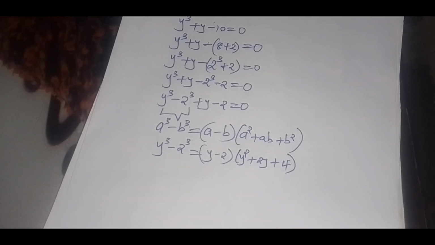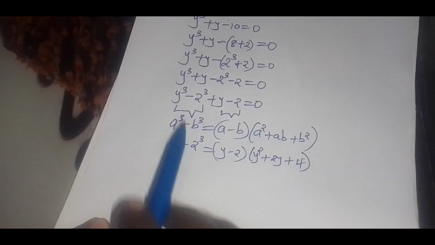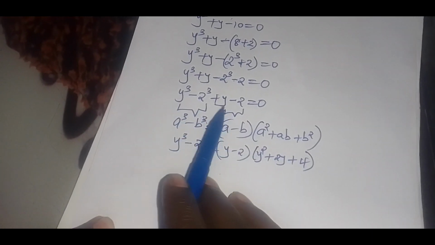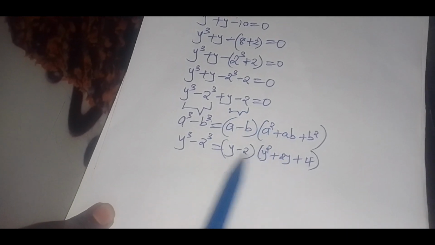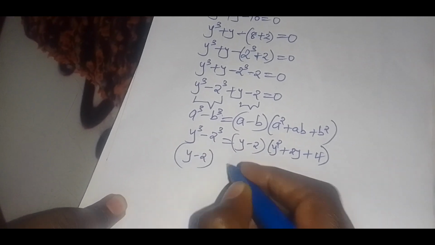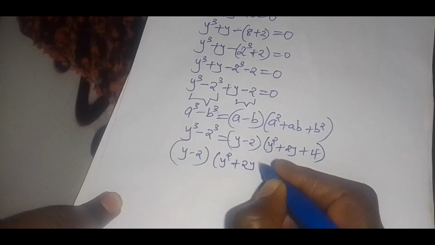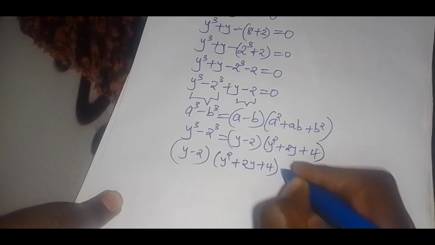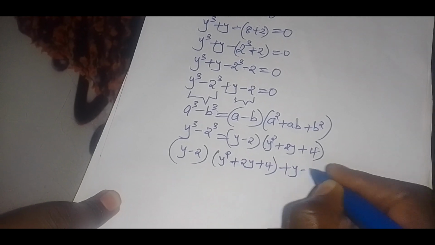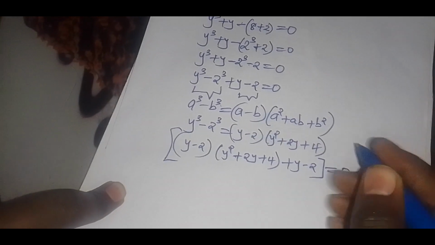Okay, so that now we have the first part and the second part. Our first part is the difference of cubes, and we have the second part, so we combine the two parts so that we'll have y minus 2 times y squared plus 2y plus 4, plus y minus 2, so everything here, this is equal to 0.